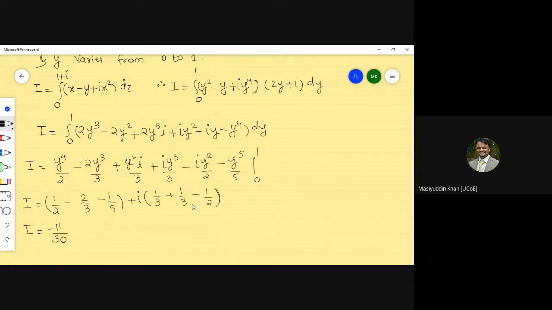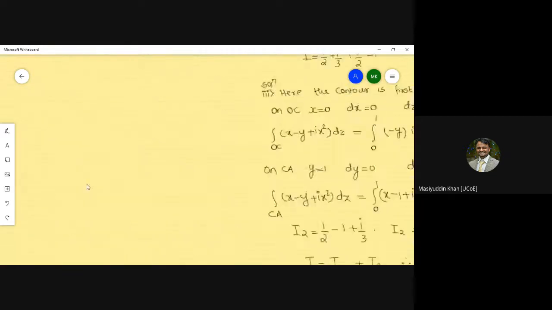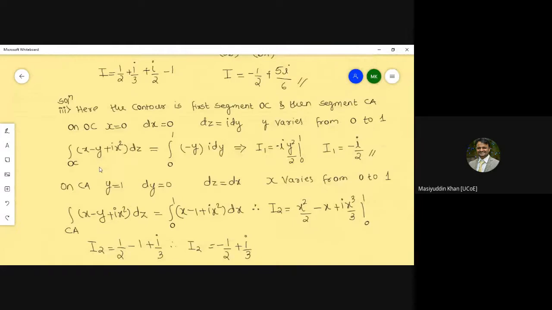And if I'm going to simplify this part, 1 by 3 plus 1 by 3 we can add directly, that is 2 by 3. So 2 by 3 minus 1 by 2 is 1 by 6, so plus i by 6. So this is our final result when the contour is a parabola. Hope the things are clear to everyone. I'm just going to explain one by one again, so you will get clear.